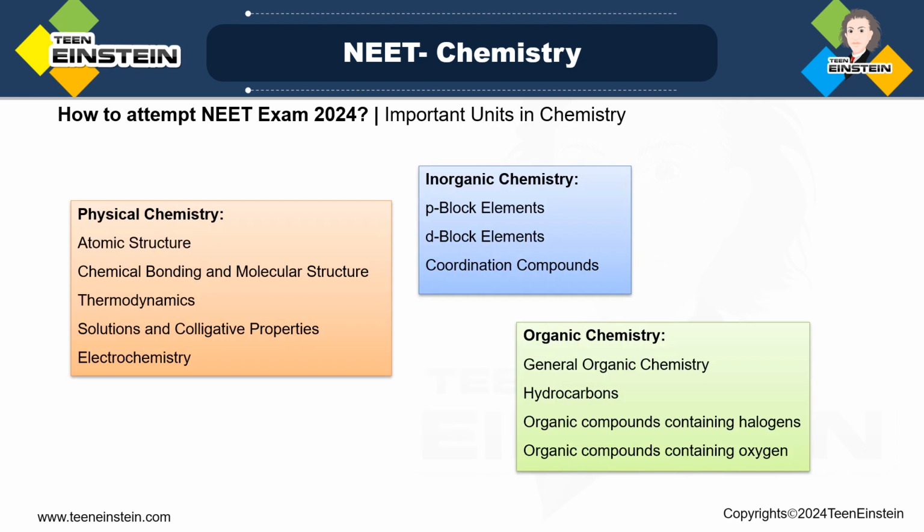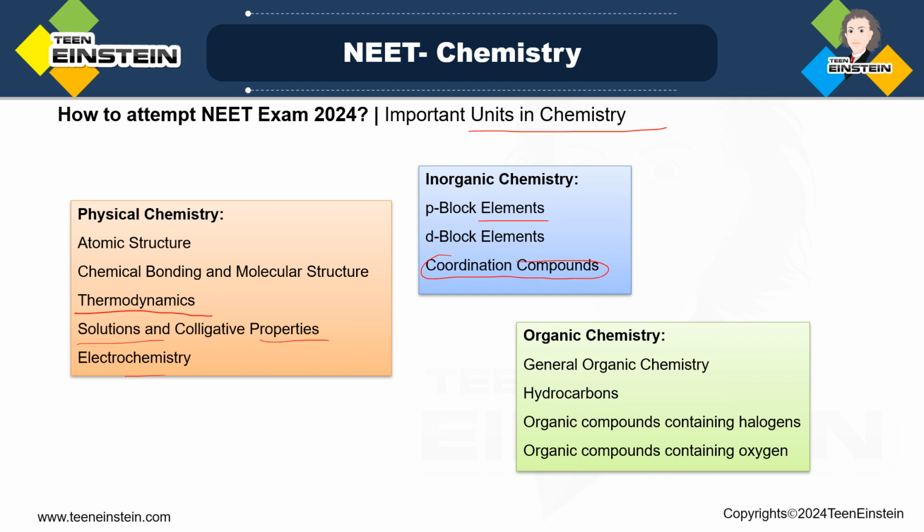Next we will see what the important units in chemistry are. Under physical chemistry, as you can see: atomic structure, chemical bonding, molecular structure, then thermodynamics, very important, solutions, colligative properties, electrochemistry. And under inorganic chemistry, you will see most of the chapters are there. Only the periodic table related chapters are not mentioned here. Otherwise this is very important. Then p-block elements, where a variety of types of questions are possible, and those questions are very scoring also.